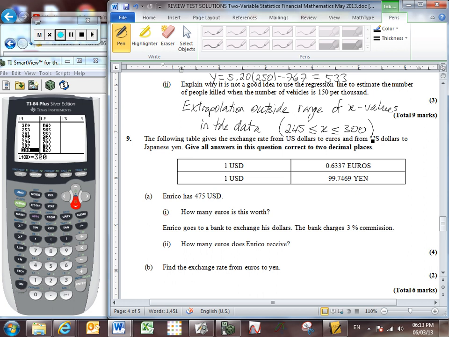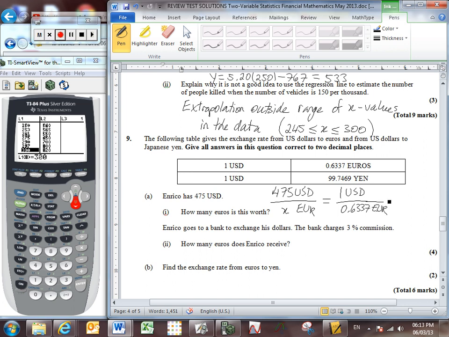Number 9. We can see the exchange rate between US dollars and euros, as well as US dollars to yen. Enrico has 475 US dollars. How many euros is this worth? So 475 US dollars over, we don't know how many euros, is equal to 1 US dollar over 0.6337 euros.